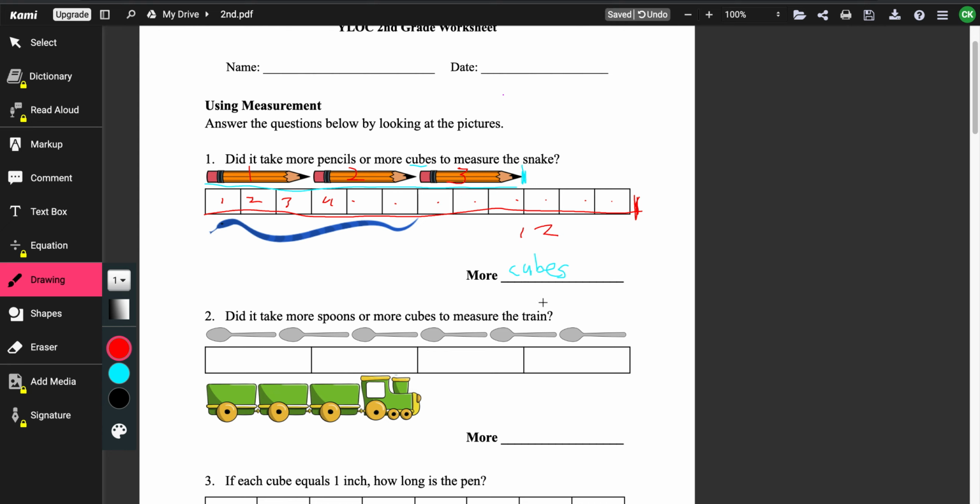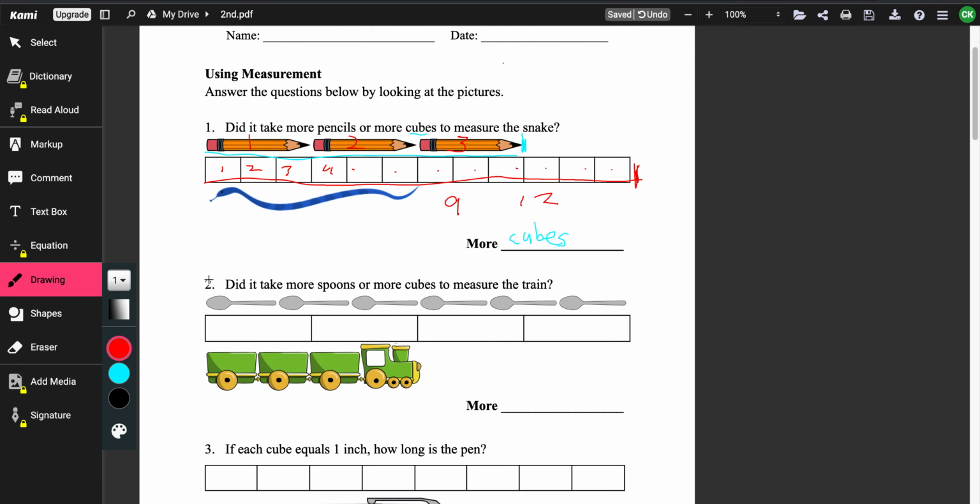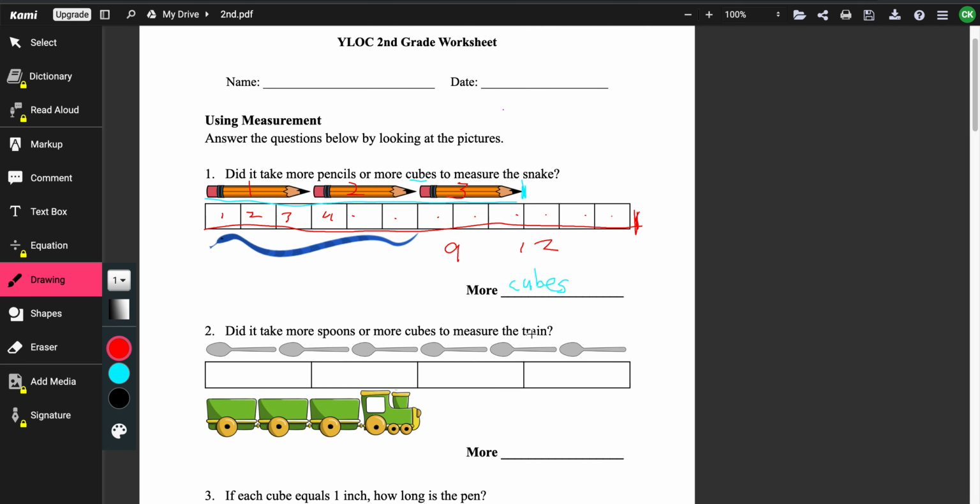So cubes would be bigger. I didn't mean by the length of the cube, but I meant by the amount of cubes. So there were 12 cubes, and there were 3 pencils, meaning that there were 9 more cubes than the pencil. So sorry about that. For number 1, I meant how many cubes were used, and 9 more were used.